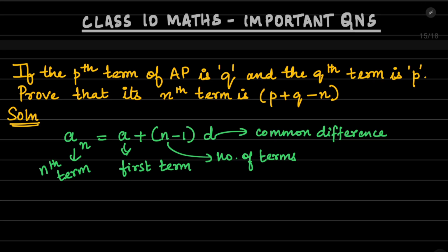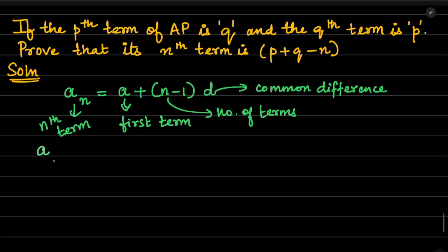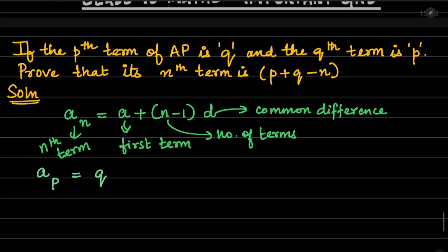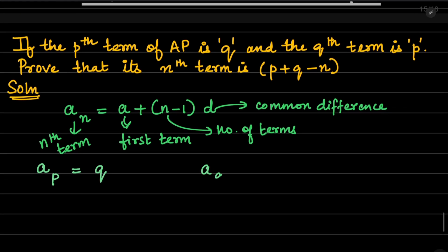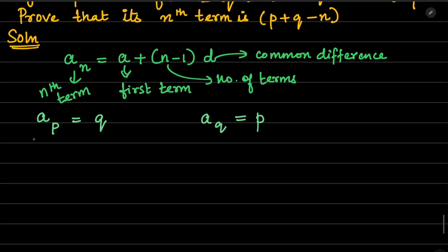Okay, so now what are we given? We are given the pth term of an AP is Q. So I'm going to write A subscript P is nothing but Q, and the qth term A subscript Q is nothing but P. Let us expand this using the same formula. So the pth term can be written as A plus P minus 1 into D equal to Q. So this is your first equation.